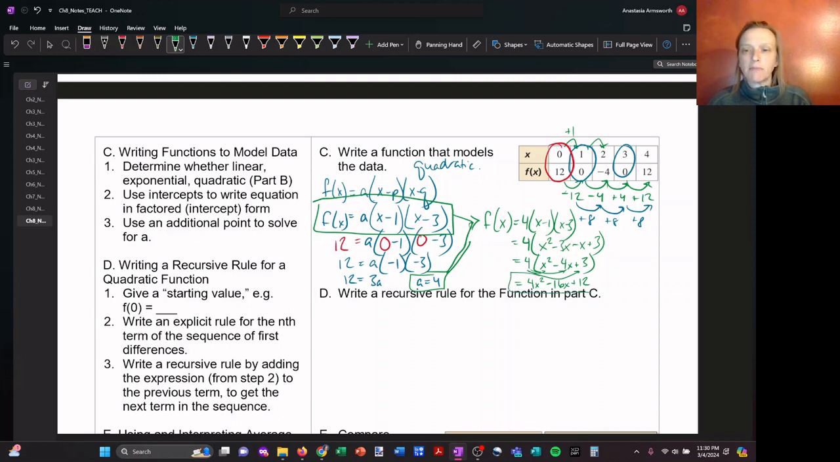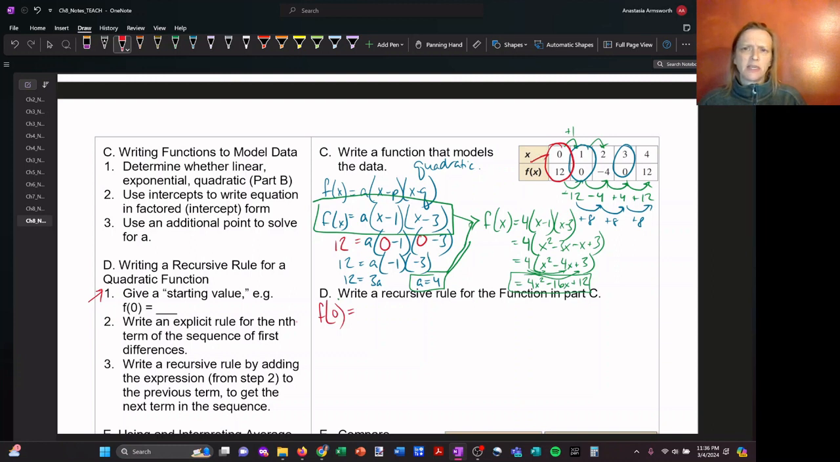And that is my final function for the quadratic equation that models these data. The next question is asking us to write a recursive rule for this quadratic function. We've already written an explicit rule where we can just plug in any value that we want to for x and get an answer. But we want to come up with a recursive rule where we have a starting term. And in fact, you always need to give a starting value for a recursive function. So starting with f of 0 seems like a good place to start.